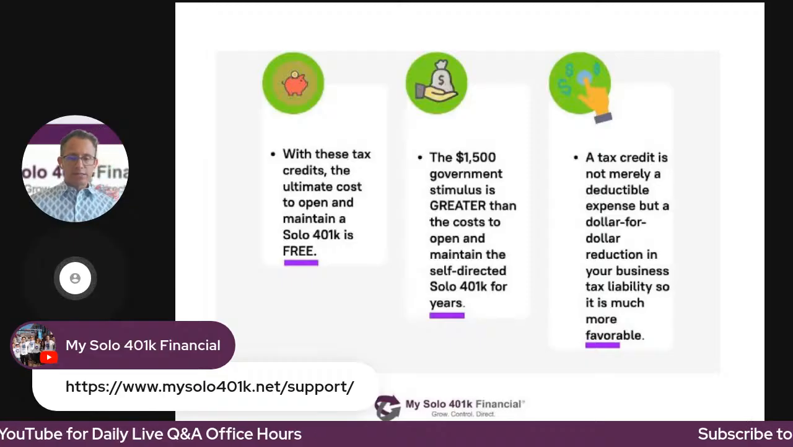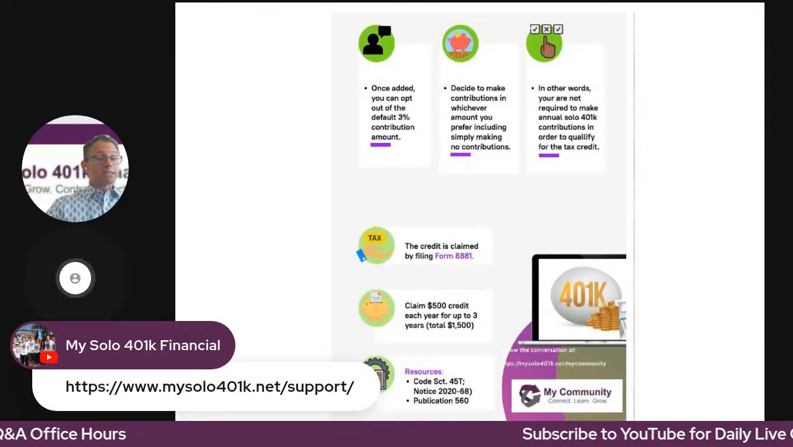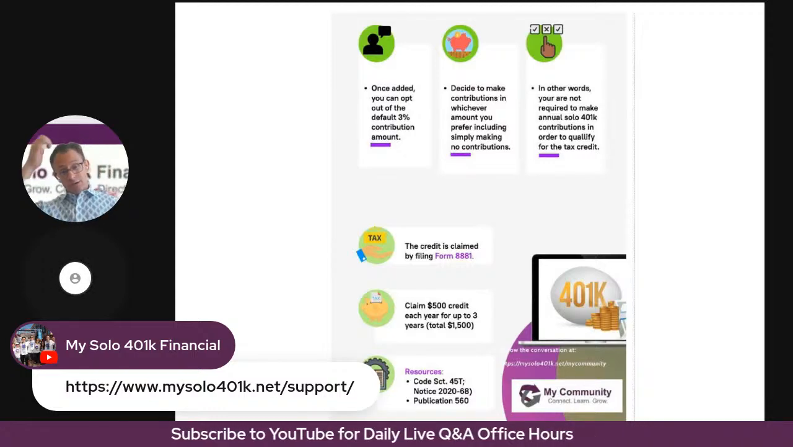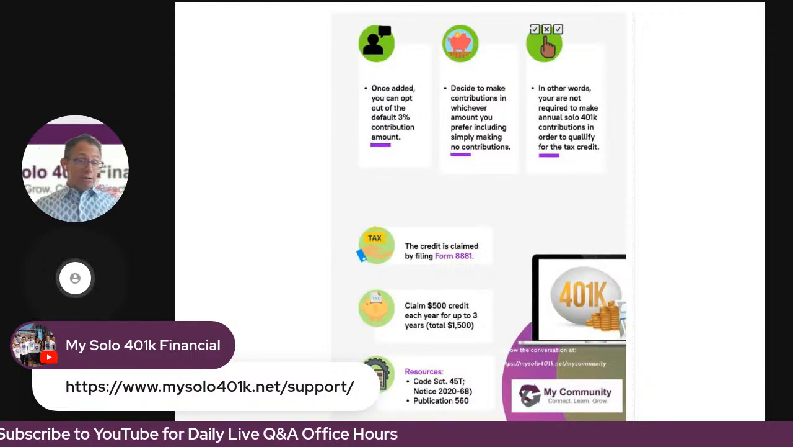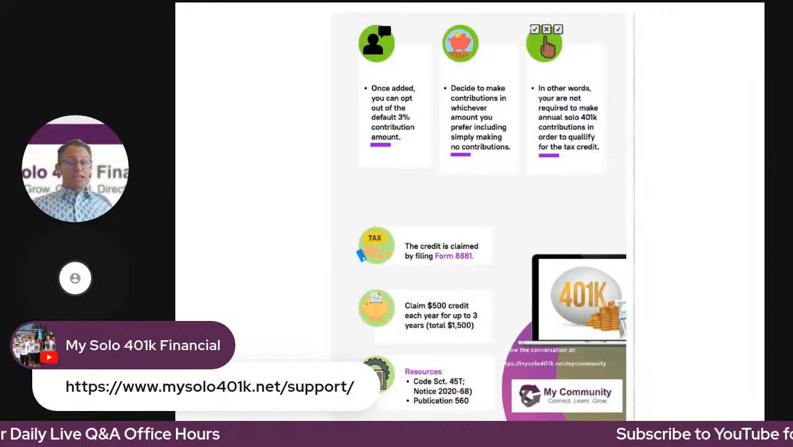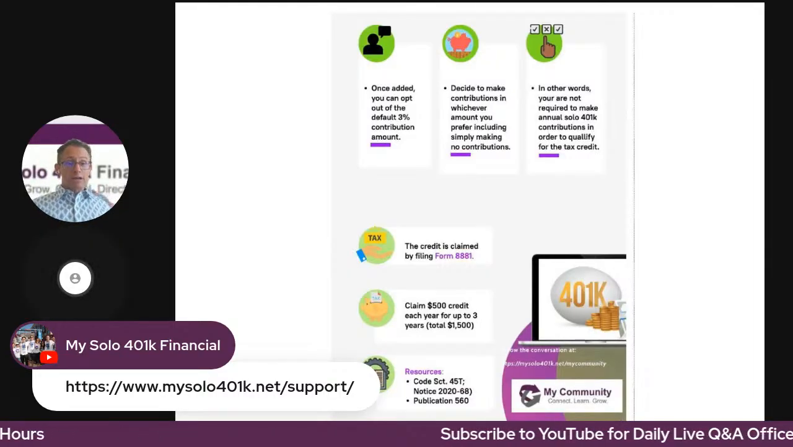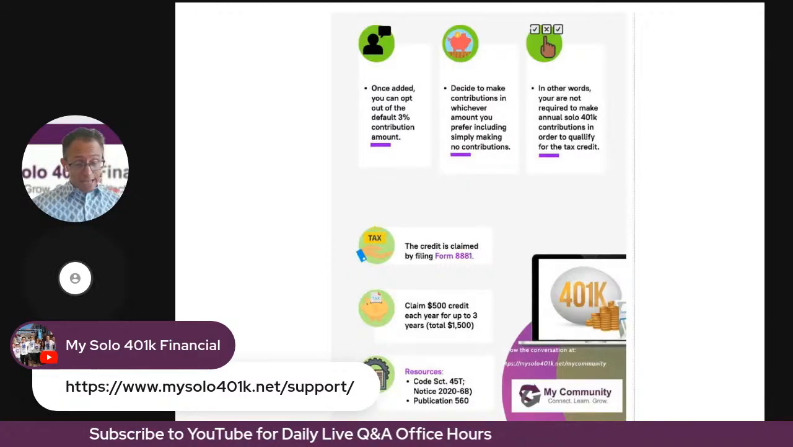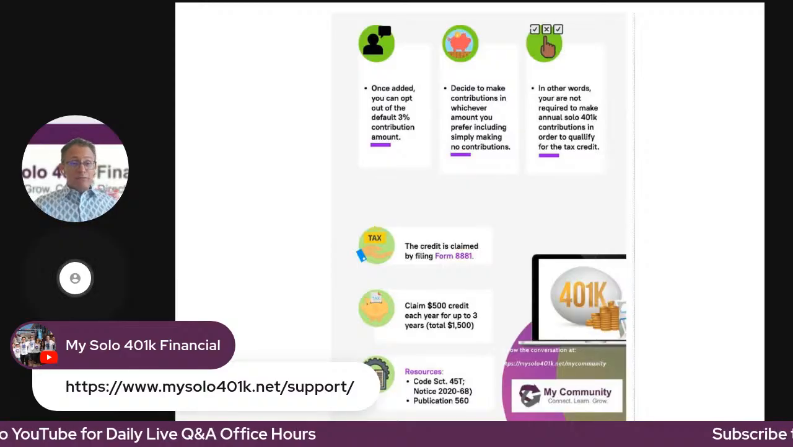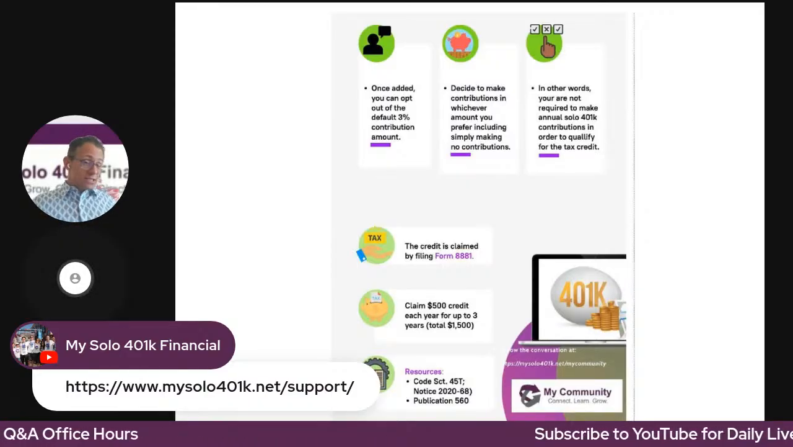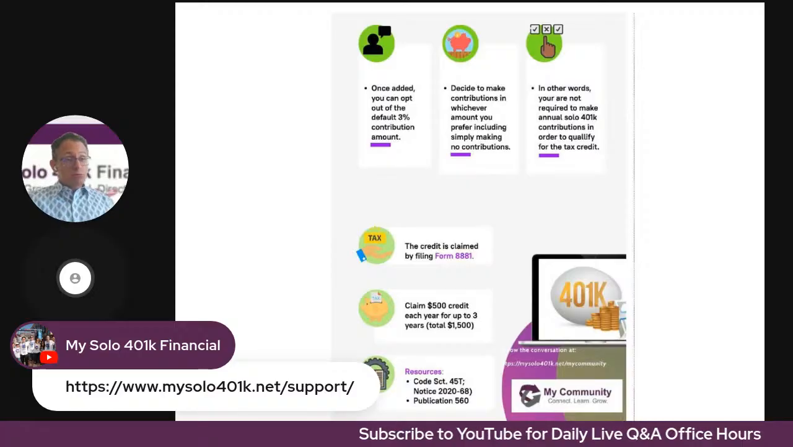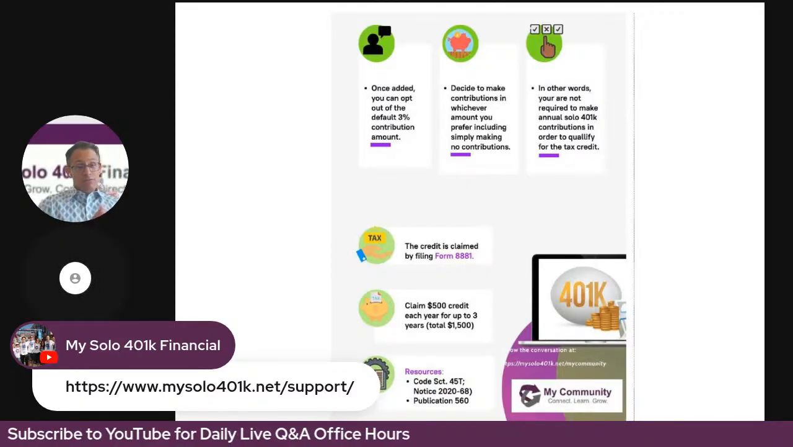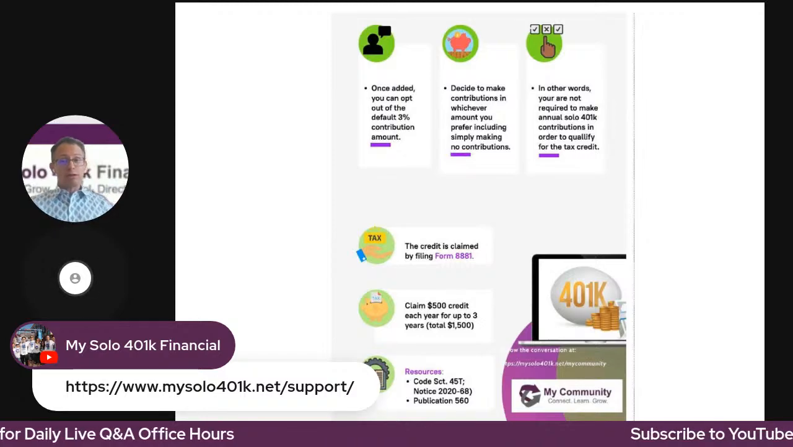Now let's keep talking about the auto contribution credit. Once it's added to the solo 401k plan, even though it's referred to as an auto contribution credit, which is kind of confusing, you're not required to contribute to the plan in order to take advantage of it. You are required, however, to have a plan that allows for that auto contribution credit, like a plan offered by my solo 401k financial. And once you opt out of contributing to the plan, you can still contribute in whatever amount you want to, up to the overall annual limit, which is $70,000 for someone who's under age 50 for tax year 2025, for example.